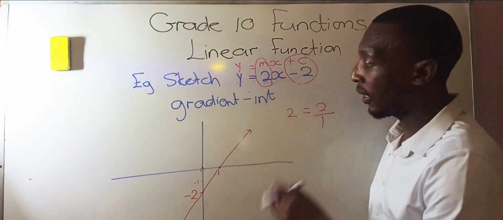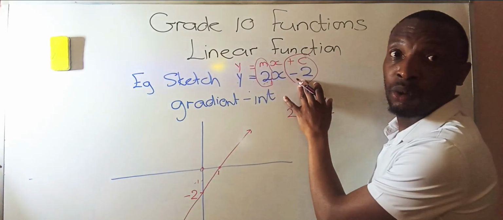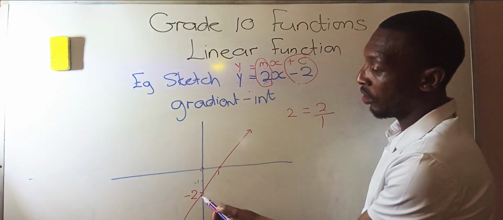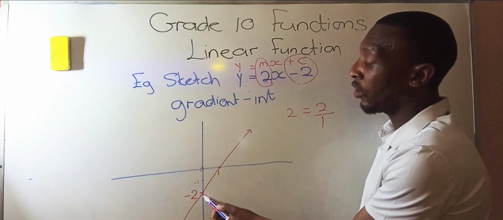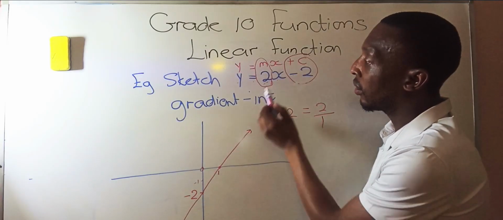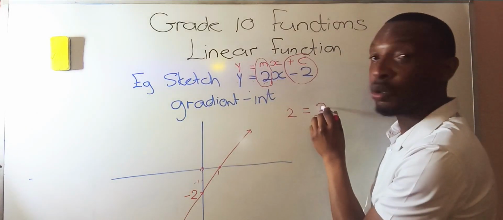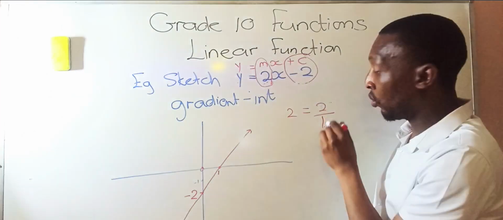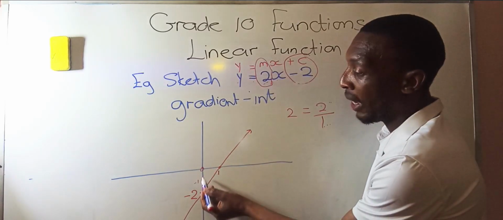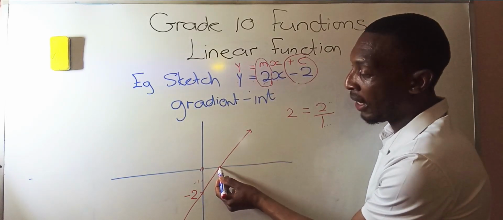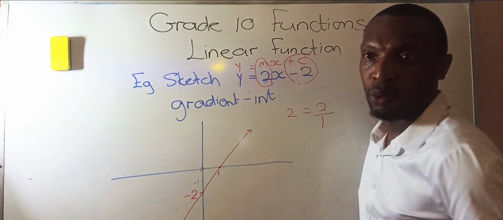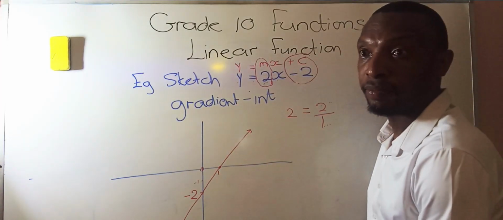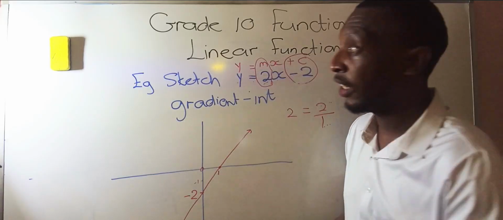Okay, let's go through it again. You look at your y-intercept, which is -2. Then you ask yourself, what is the gradient? The gradient is 2, so it means it's 2 over 1. Rise over run: rise 2, go up 2, and go 1 to the right. That's my second point. Join them with a straight line, and there you've got your graph. That's how you sketch it.